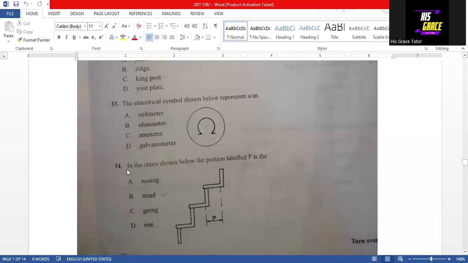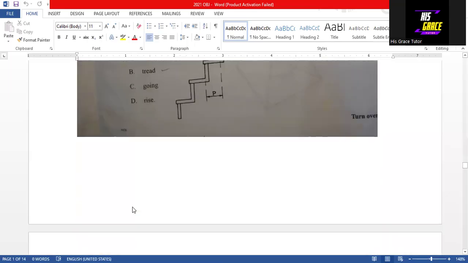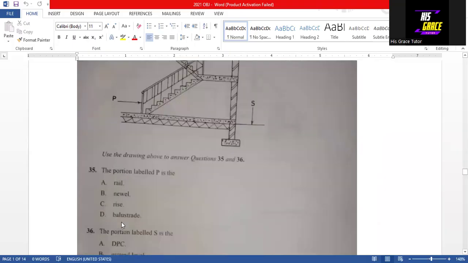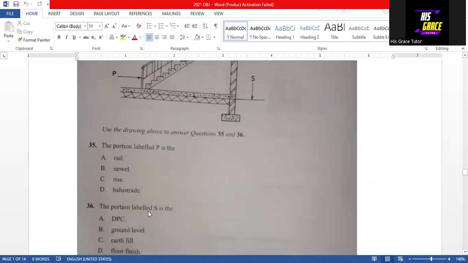Then question 34, in the stairs shown below, the portion labeled P is the going. So that is option C. Then questions 35 and 36, we are using this diagram to answer the two questions. Question 35 says that the portion labeled P is the newel. This is part of a stair. So the answer is option B. And question 36, the portion labeled S is the ground level. So option B is also the answer to that question.